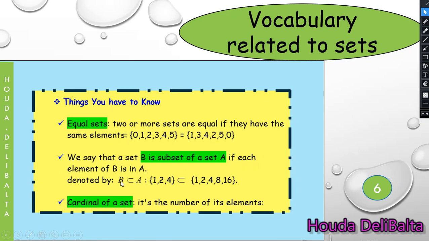For example, if set B includes 1, 2, and 4 and set A includes 1, 2, 4, 8, and 16, then definitely we say that B is a subset of A and not A is a subset of B. Because B includes these elements, it is a set that's a part of set A.